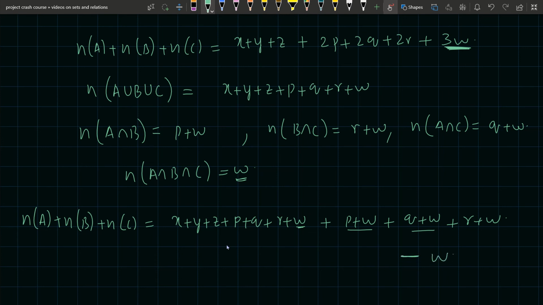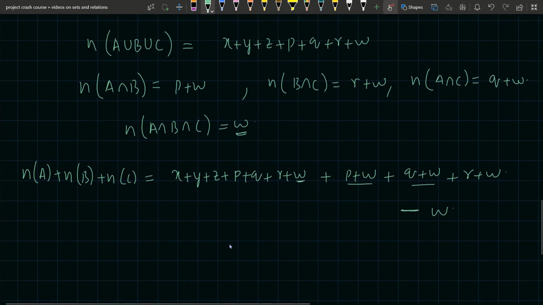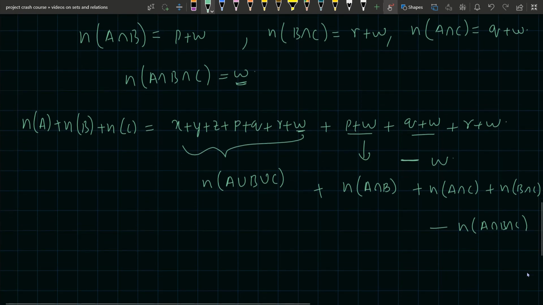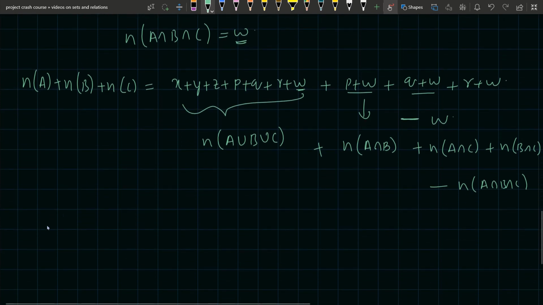Now it is same. But I know from the expression here, what are these expressions? This whole expression is actually n of A union B union C. And I know what is this expression? It is n of A intersection B. And I know what is that expression? That is n of A intersection C. And I know what is that expression? N of B intersection C. And minus n of A intersection B intersection C. So the whole expression is here now. Just compile it now.